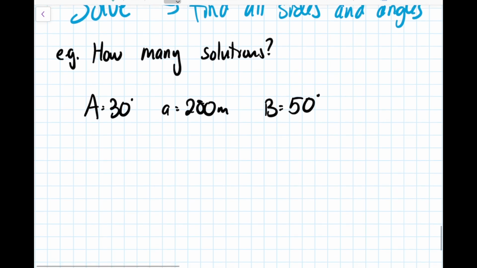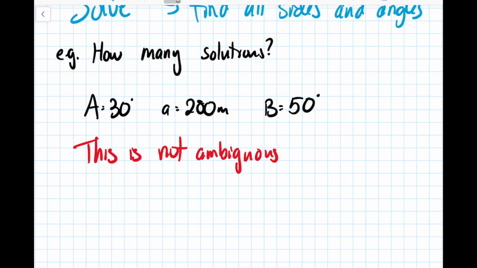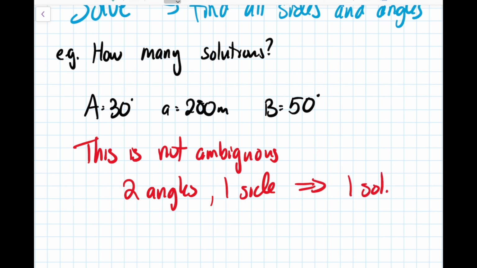And that's because this isn't ambiguous, right? This doesn't even use the flowchart because this is a case where we have two angles and one side. And so that is automatically, no matter what, one solution. So it's just something to keep in mind when you're doing these kinds of questions. If you see two angles, you don't even touch the flowchart. You just say, okay, this has one solution, and you go and find that solution and you carry on.